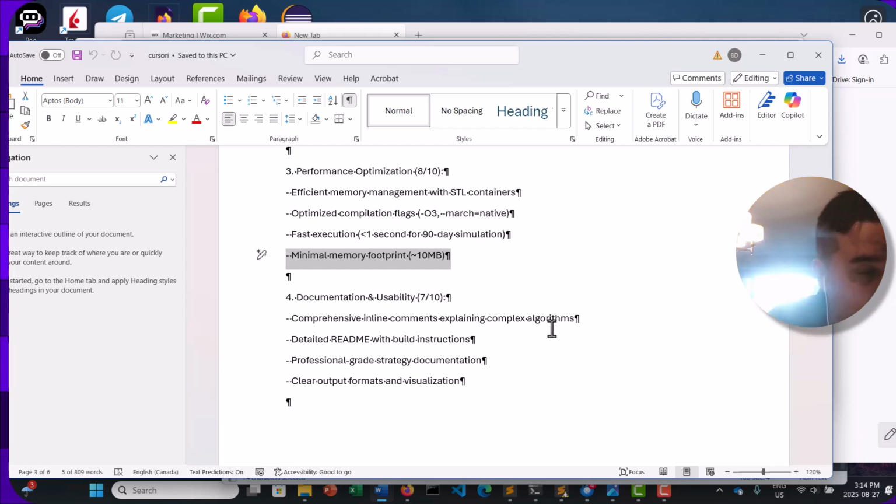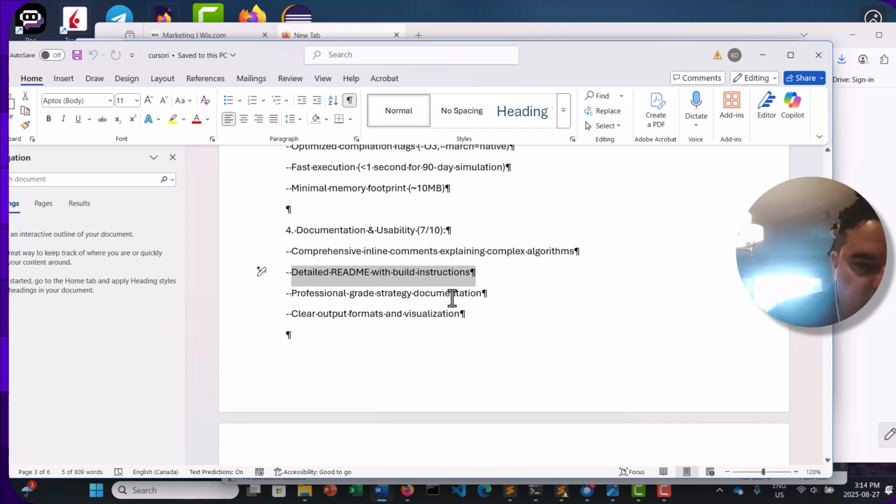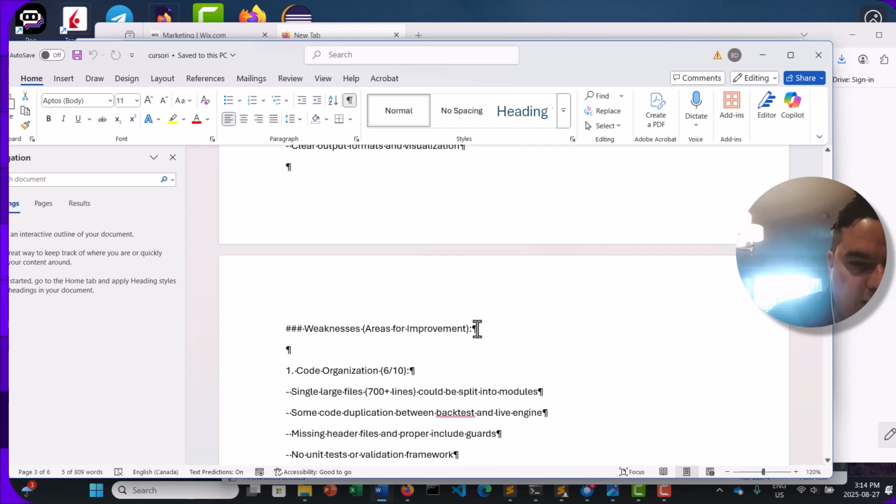On the other hand, you can still use specific models that will generate fairly low latency, and you can see it in the coding. And you can remove those comments if you want. But the thing is that it becomes more complicated. So trying to reverse engineer it or debug it, it's kind of hard, obviously. Detailed README with the instructions. That's standard professional grade strategy documentation and clear output formats and visualization.